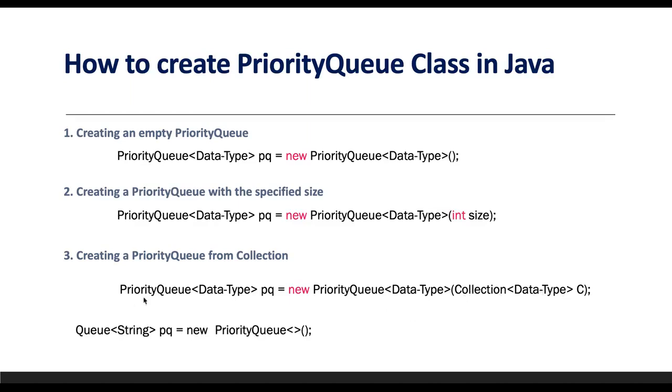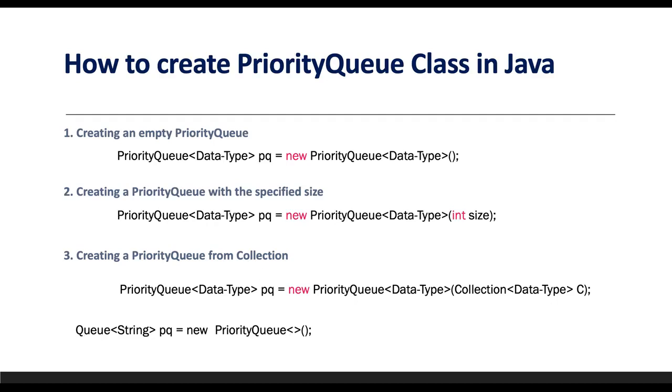And the fourth way we can do it: since PriorityQueue is an implementing class of the Queue interface, we will be able to create the priority queue object using the Queue interface also, like Queue, then the generic type, then object equal to new PriorityQueue. In this way this queue is going to behave like a priority queue. Since Queue can be implemented by PriorityQueue or ArrayDeque, we can use this and create the object of the priority queue. So these are a couple of ways by which we can create the priority queue.